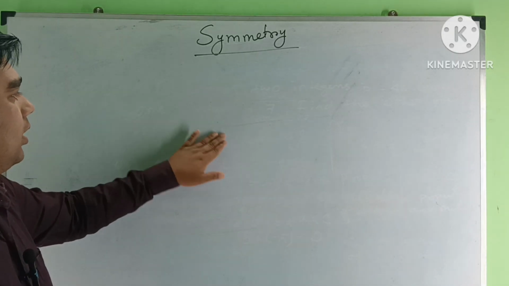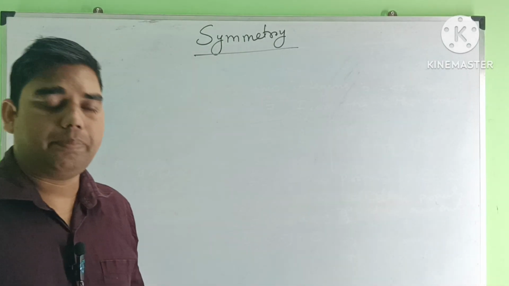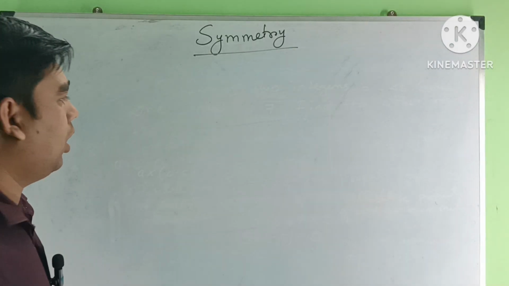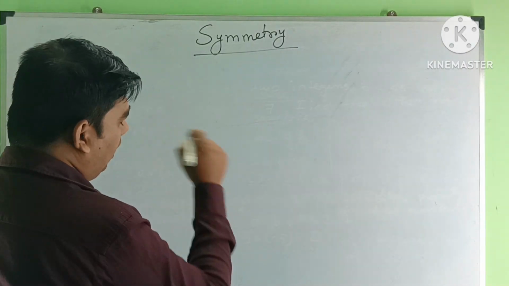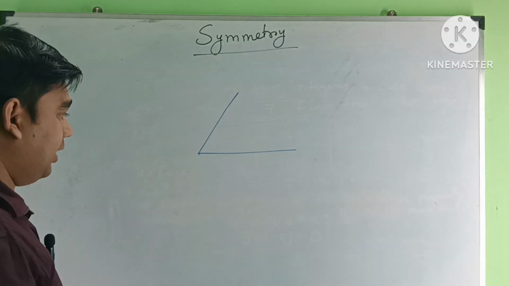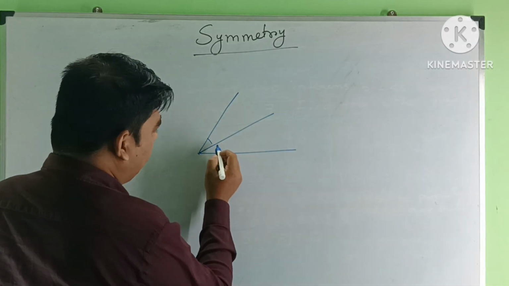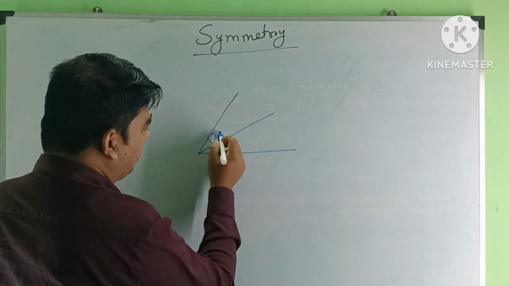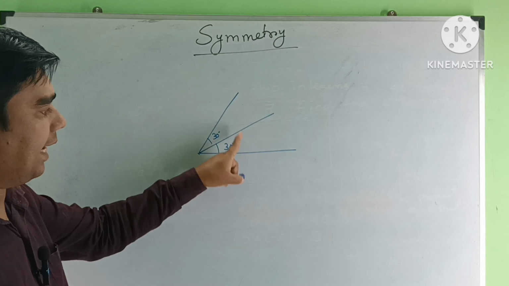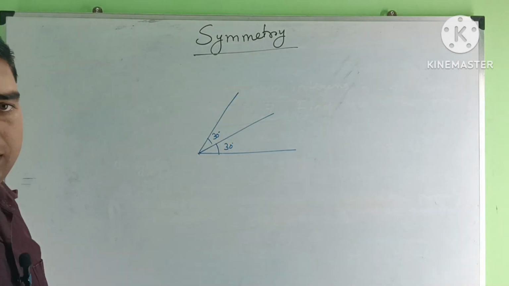Now today we discuss the topic of symmetry. Symmetry means a similar type of picture. Suppose you consider a figure. I'm giving you an example. Suppose this is an angle. If you intersect this angle, and suppose the measure is 30 degrees, so it will be 30 degrees. These two angles are similar, that is why these two parts are called symmetry.